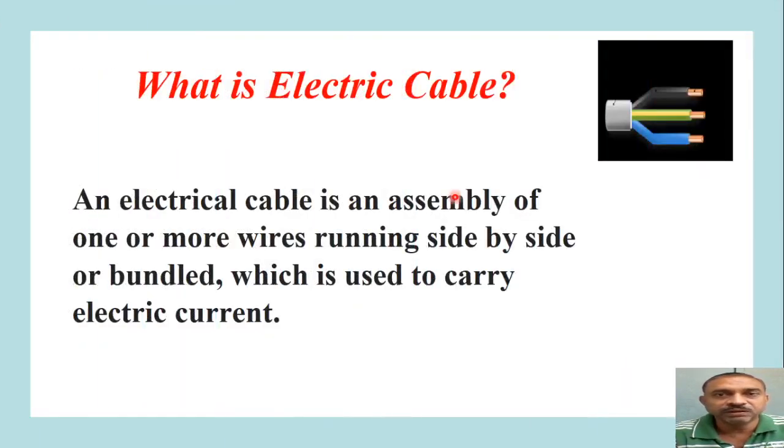So before we learn the construction of electric cable, let us first see what an electric cable is. An electric cable is an assembly of one or more wires running side by side or bundled, which is used to carry the electric current. A cable differs from a wire in that it contains one or more wires, as shown in this diagram. This diagram shows three different wires housed together and used to carry the electric current through it.